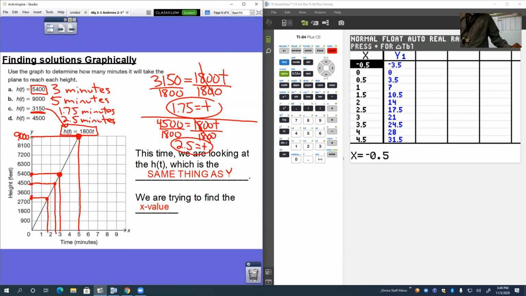And that is the lesson for 2-1, day 2. Again, use your calculator to try and use the table function. It makes it a lot quicker and makes it a lot easier so you don't have to sub them in by hand.